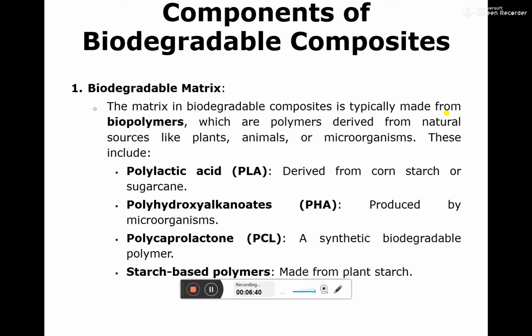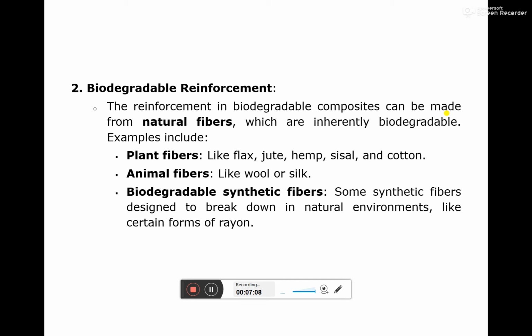So these are the different options available. While choosing the matrix material, you have to choose the biopolymer material that may be derived naturally from plants or some different animals. Some examples are PLA, PHA, PCL, or different plant starch material resins that we can use as the biopolymer. And the second ingredient is the reinforcement.